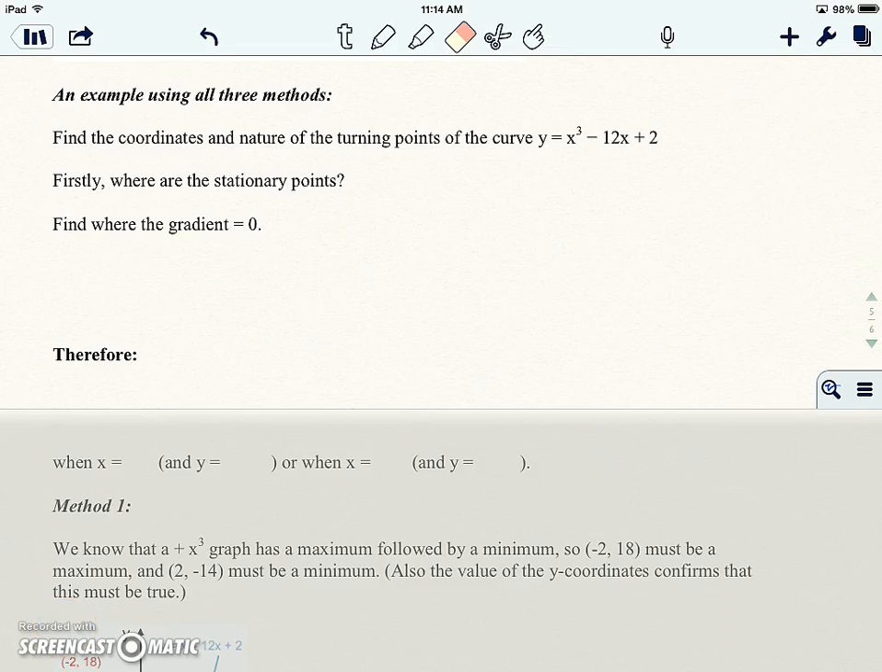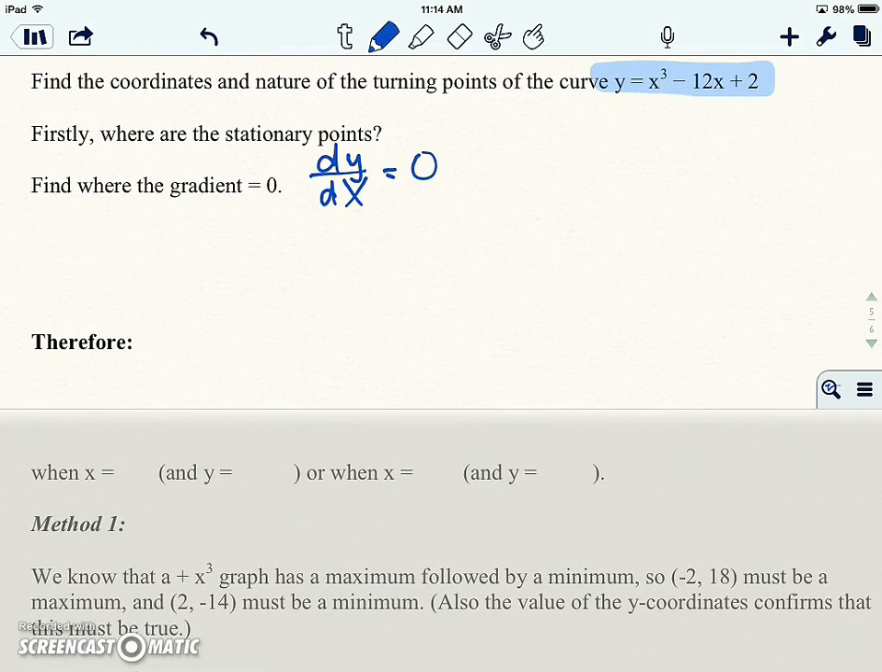I'm going to do an example using all three methods to find and classify stationary points of the equation y equals x cubed minus 12x plus 2. First, we need to know where the stationary points are, and those are where the gradient equals 0, or where dy/dx equals 0. So I'm going to find the derivative.